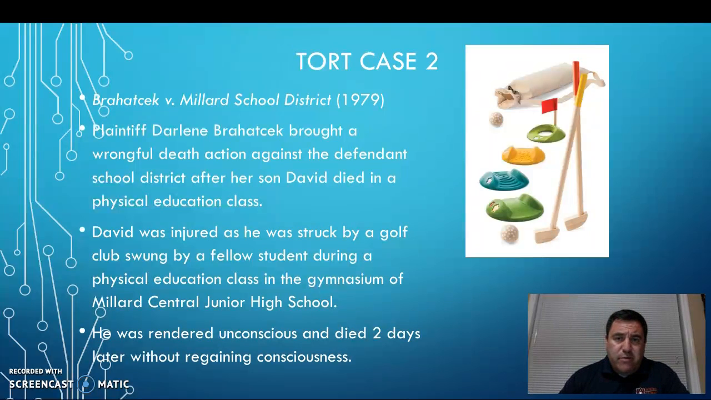From what I remember in my readings, the school should have been watching him. He had no idea. He had never played golf before, from what I read, or maybe did not understand the rules. And so the school was negligent, and they awarded the mother, I don't know what she was awarded, but she won her case.